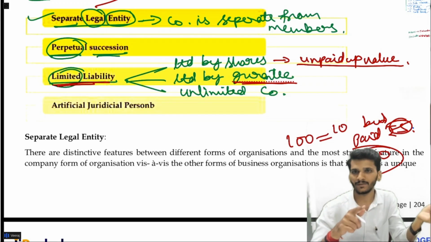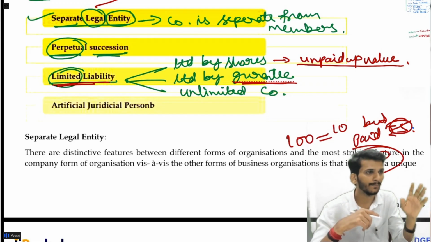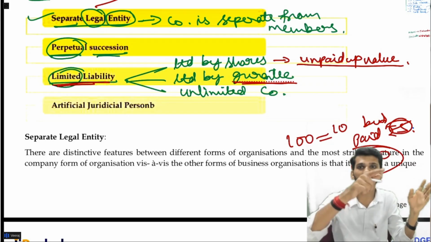That is why the concept of separate legal entity has come. Partnership is not that way. In a partnership, even the partner's personal assets are liable.